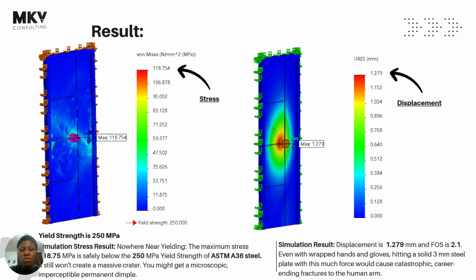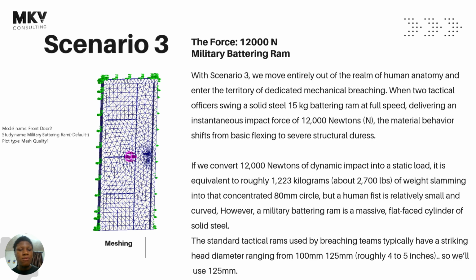So of course, it's going to cause a catastrophic, career-ending fracture for the person. The hand is just going to go. Good. Now that's for scenario two, right? Now let's go to scenario three.